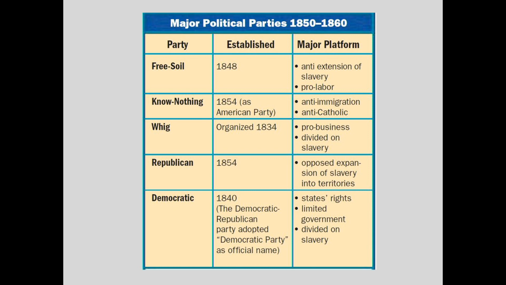So the biggest one that I want to talk about, because this is what's going to lead us into next week, is the development of the Republican Party. We've got the Free Soil Party, which is pushing for anti-extension of slavery and is pro-labor. The Know Nothing Party, the anti-immigration, anti-Catholic party we talked about earlier. The Whig Party, pro-business, divided on slavery. But the big one that's going to be the big factor as we move into next week is the Republican Party. And of course, many of you probably already know who's going to be one of the biggest leaders of the Republican Party as we move to the Civil War. You guessed it, it's Abraham Lincoln.